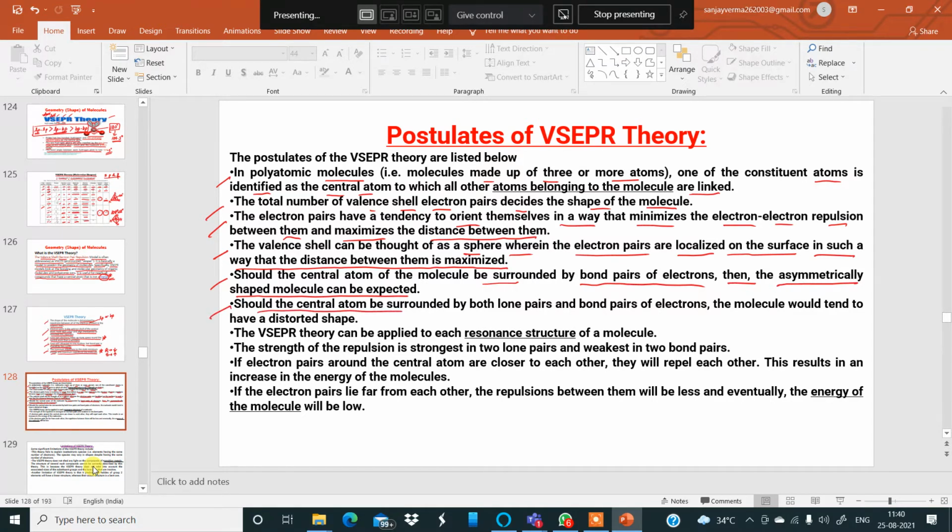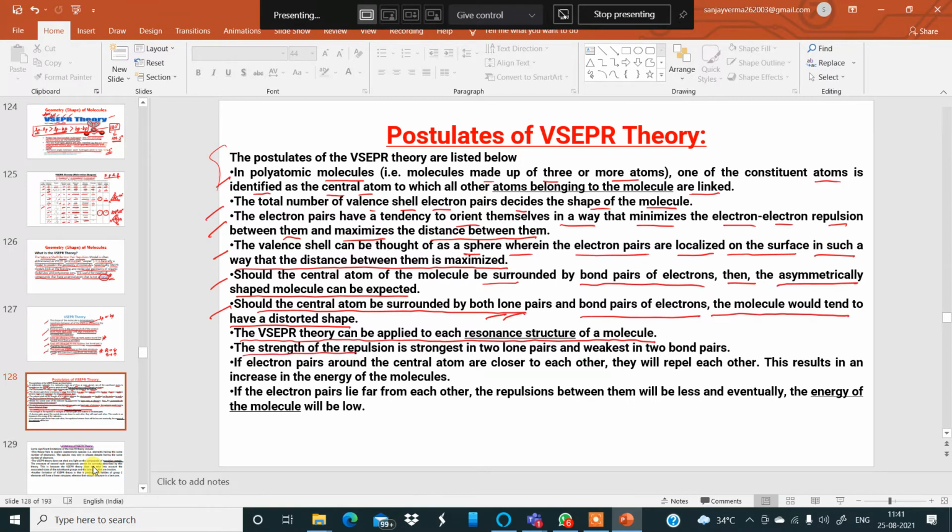Should the central atom be surrounded by both lone pairs and bond pairs of electrons, the molecule would tend to have a distorted shape because of the repulsion between the lone pair and the bond pair. Now, these are the important postulates which you have to keep in mind. Besides that, the VSEPR theory can be applied to each resonance structure of a molecule. So we can apply this theory to the resonance structure of the molecule as well.